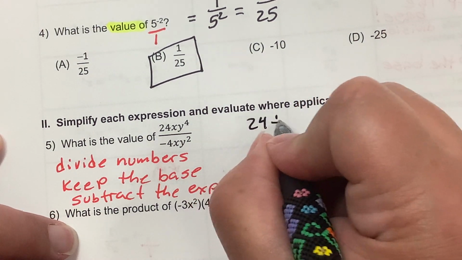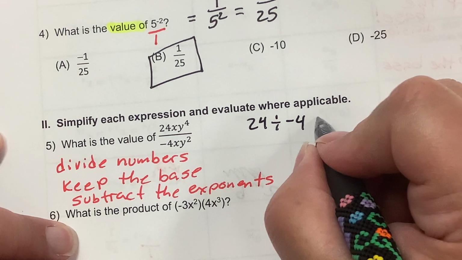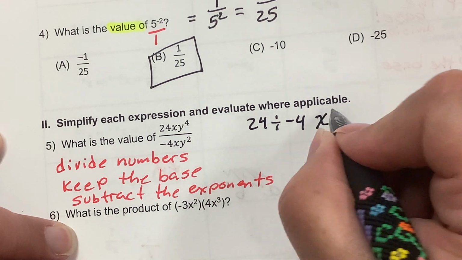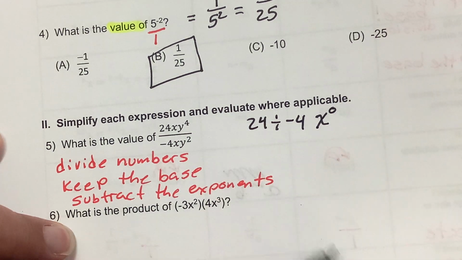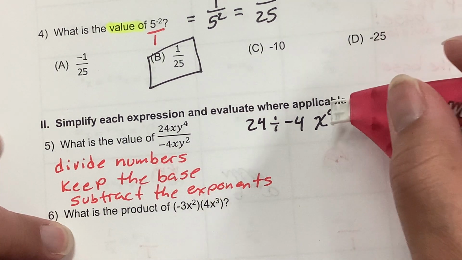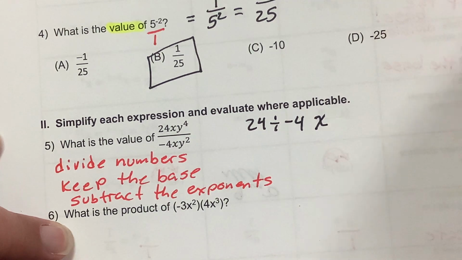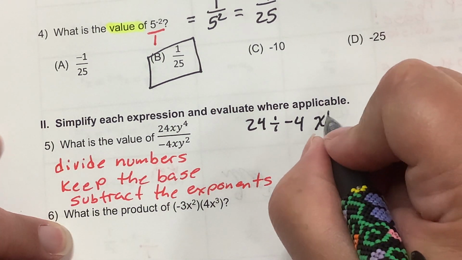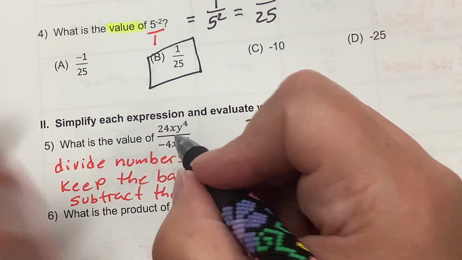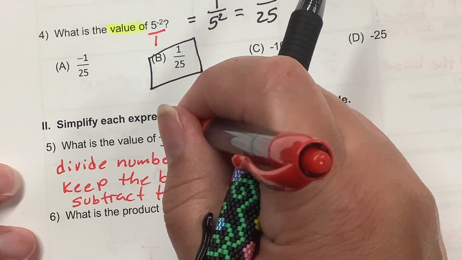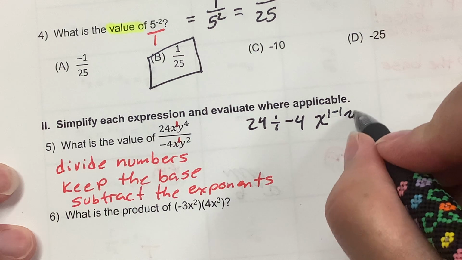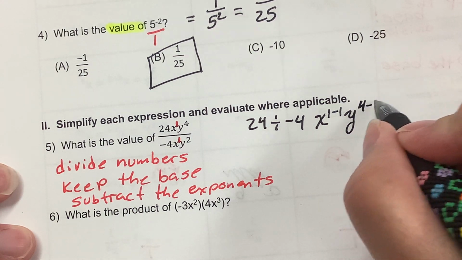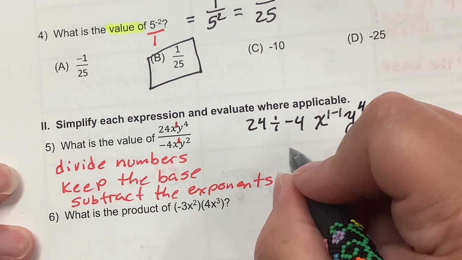24 divided by negative 4. Keep the base x, subtract the exponent 0. See, I subtracted it in my head. I didn't even write it down. You got to show your work, Bono. You're going to get a low grade if you don't show all your work. 1 minus 1, because remember, when there's no exponent, the exponent is 1. Okay, keep the base y. 4 minus 2. 24 divided by negative 4.